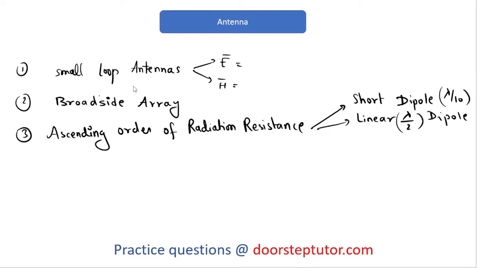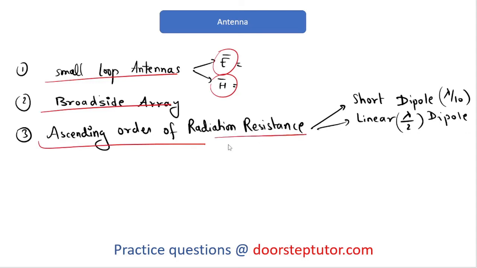From antenna, they had asked a question related to small loop antenna, and we had to identify the expression of E and H. There was a question related to broadside array, and ascending order of radiation resistance. Radiation resistance is the most important part of antenna. So we had to find the radiation resistance for short dipole, linear dipole, and two more antennas were given in the paper.